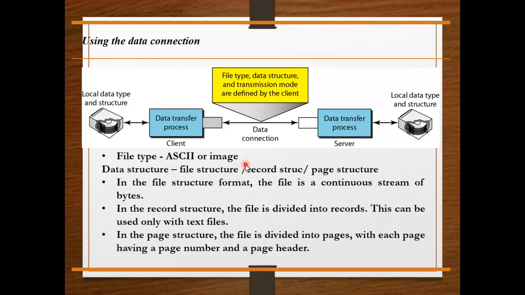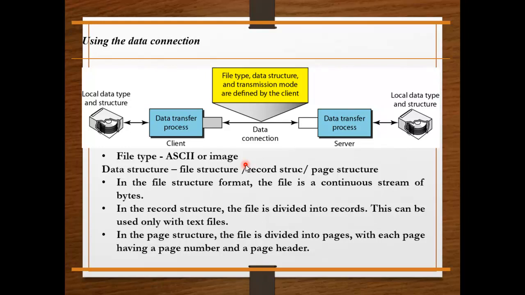Whereas the data structure, when you see, there are three types of data structures available: file structure, record structure and page structure. File structure means the file is a continuous stream of bytes. You can download the entire file as a continuous stream of bytes, which means suppose if you are downloading a song, the song is one file. The file is downloaded as a continuous stream of bytes. Continuously it will be downloaded.